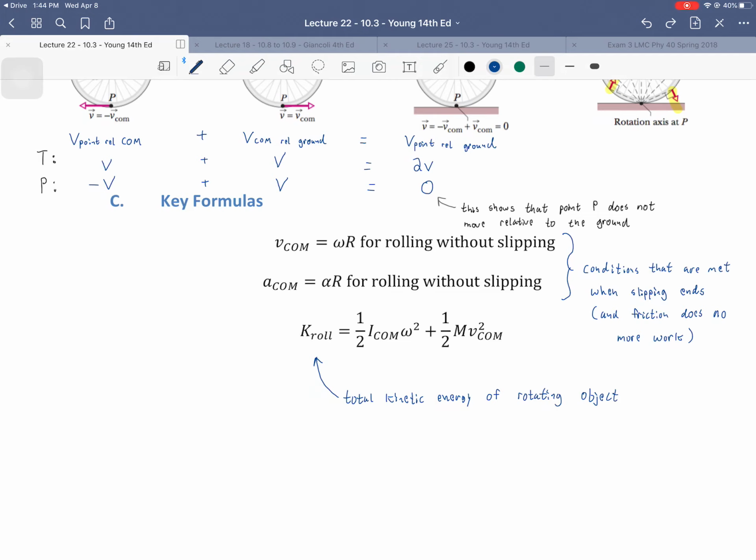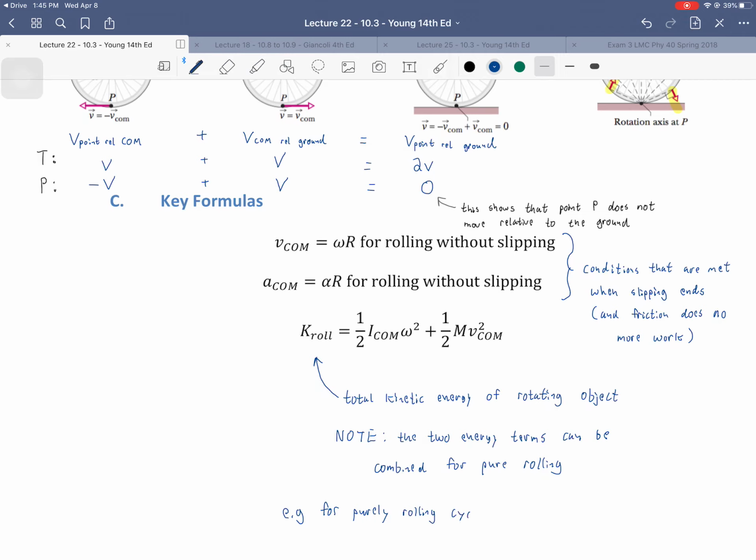Notice a couple of things here. If we have a purely rolling object, then we can do a substitution, and these become like terms, so they would always combine together. They would not be like terms in any case where there's not pure rolling. So note: the two energy terms can be combined for pure rolling.